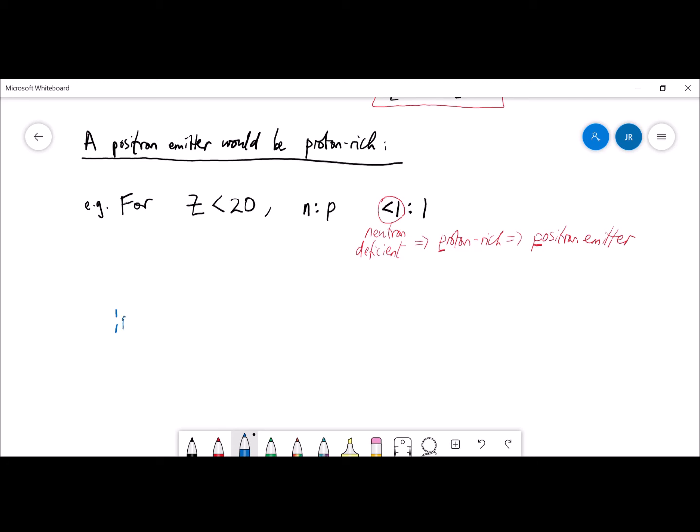Well, we know protons can decay into neutrons and positrons, which is just an anti-electron, and a regular electron neutrino. We can double check our baryon number and our lepton number.